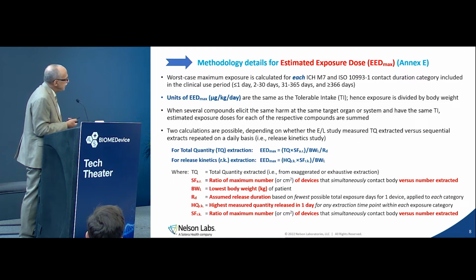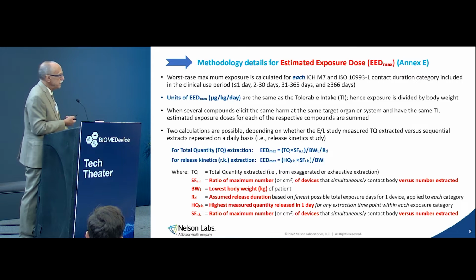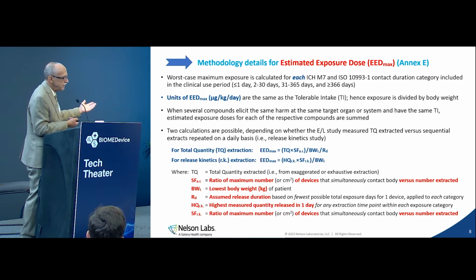And essentially there are two ways to do this in the standard. One is if you had just extracted everything from the device, the total quantity is then compared to, you multiply it by a scaling factor divided by the body weight, and then you divide by the least number of days in that interval. So if it's a 1 day interval, you divide it by 1. If it's a 30-day interval, you divide it by 30. And that's how you do the comparison.